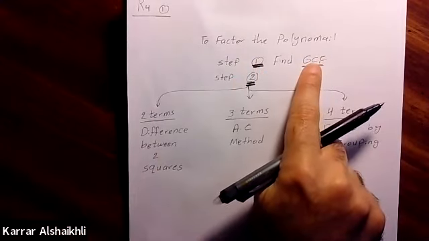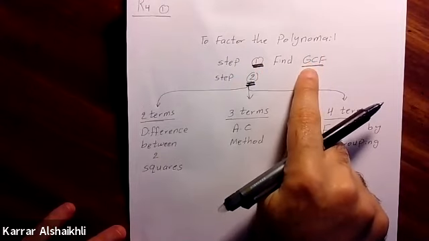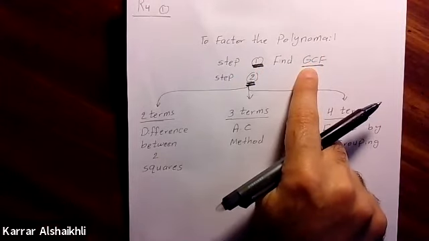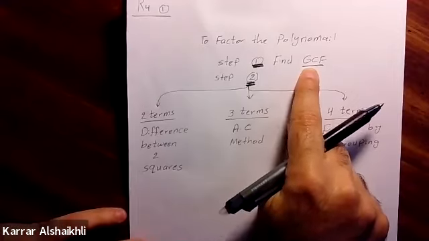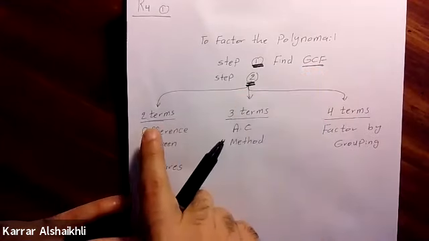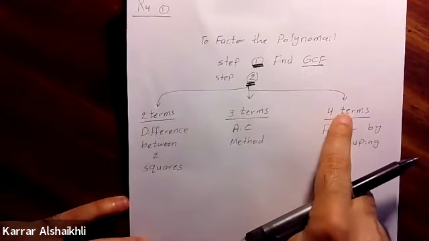We're gonna learn how to do that. Then after that, if there exists a GCF, you're gonna factor it out. If there is no GCF, you're just gonna go to step 2. Step 2, it depends on how many terms you have.